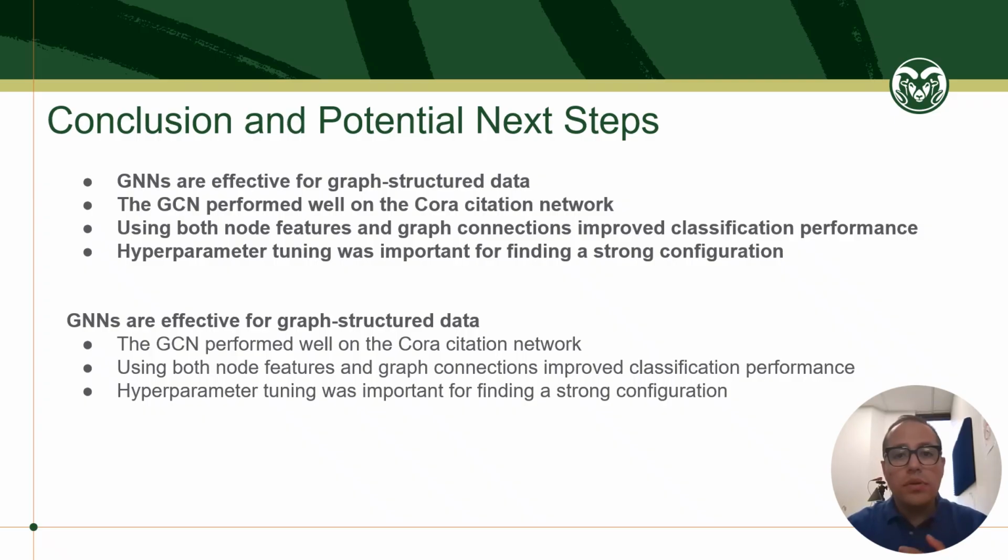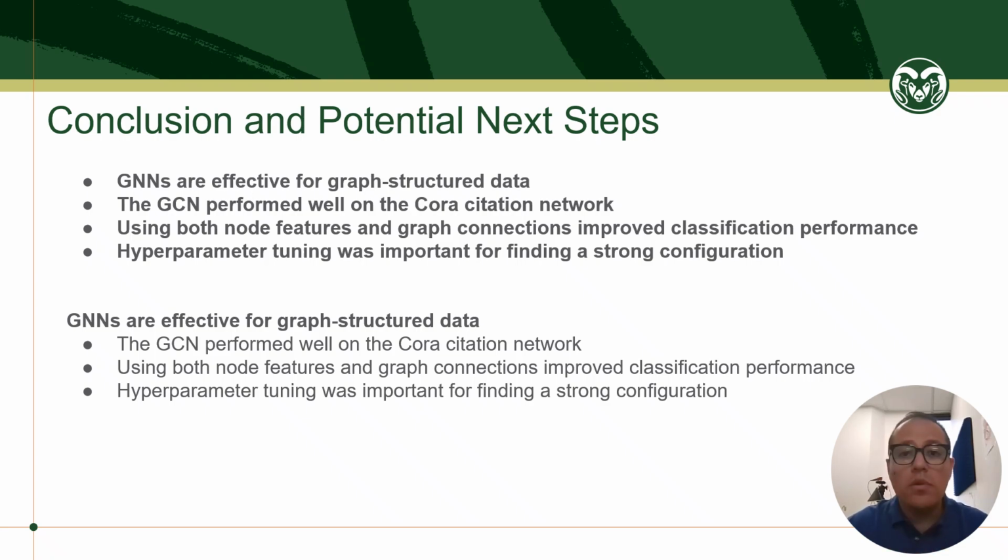This is the last slide before the references. I would like to provide some conclusions and a few takeaways. In conclusion, this project showed that GNNs are well suited for relational and graph-based problems. The GCN achieved solid performance on the Cora dataset, and the experiments show that hyperparameter tuning plays an important role in the effectiveness.